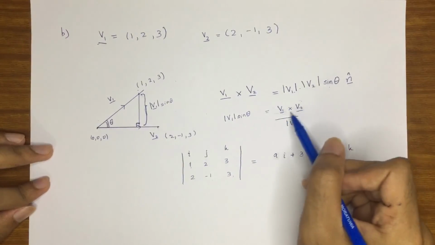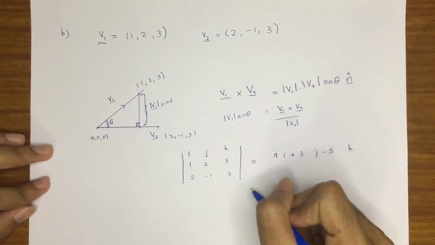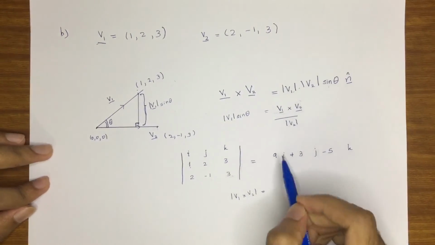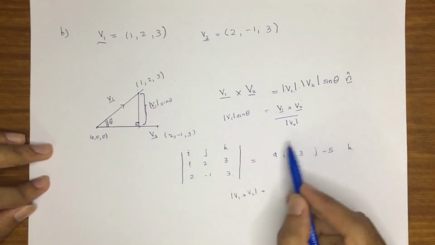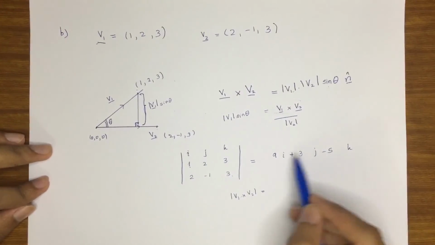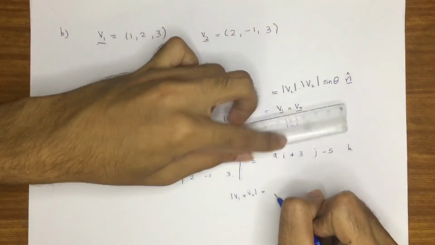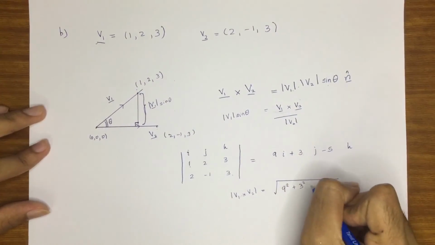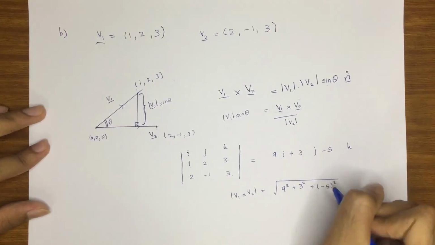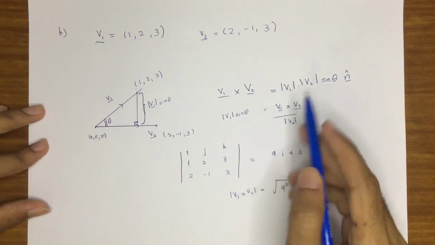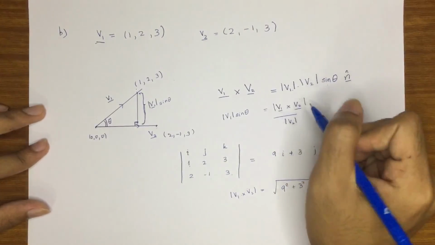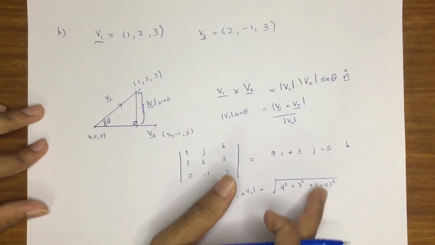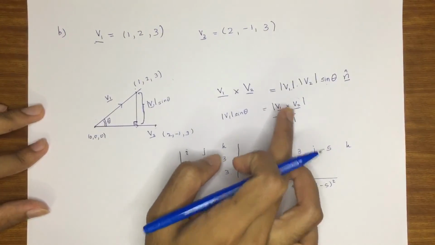So how to find the magnitude of this? The v1 cross v2 is a vector, and we need to find the magnitude of this vector. We can directly tell it's going to be the root of 9 squared plus 3 squared plus minus 5 squared. Sorry, I need to put the magnitude of v1 cross v2 over here, because we are neglecting this direction vector. So if we do so, we can find the magnitude of v1 cross v2.